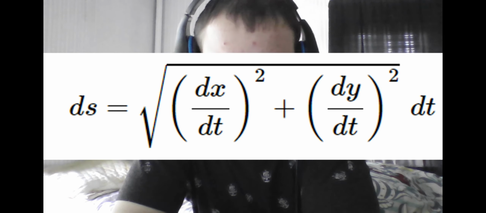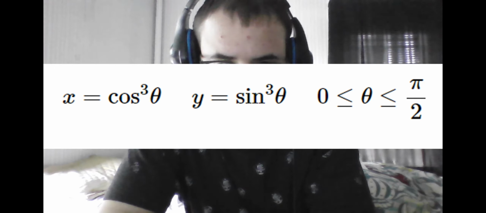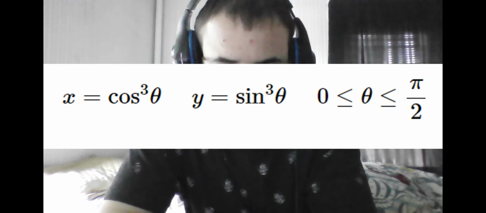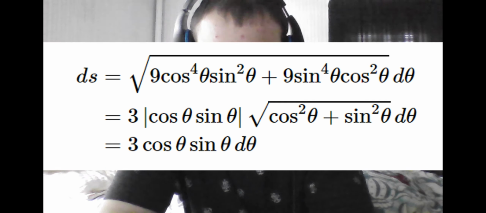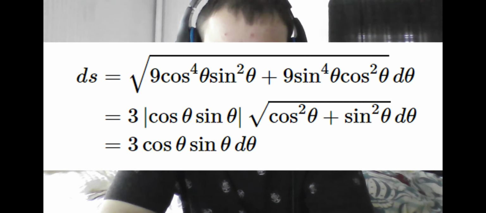And see now, if we were asked to rotate this parametric curve around the x-axis and told to restrict the parameter or degree between 0 and pi half, we would first take the change of x with respect to parameter, the change of y with respect to parameter, plug these in for the arc length formula, simplify the arc length using factoring and trig identities. So we now see it is 3 times cosine of theta times sine of theta times change in angle.